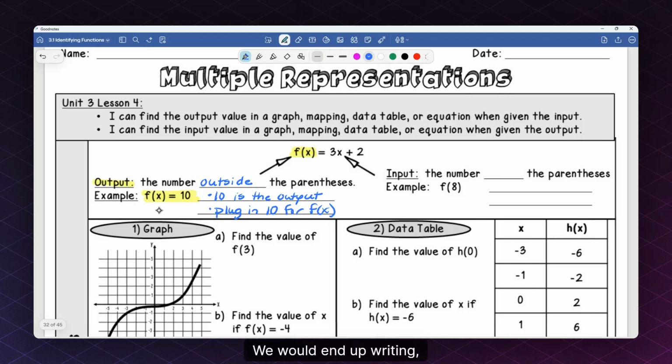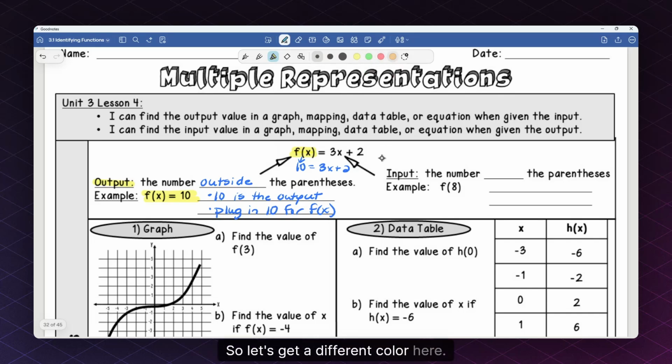When we plug in the 10, we would end up writing 10 equals 3x plus 2. We would just simply replace that f of x with this 10. Okay, so that's what that looks like. Now, we can address the other side. The other side is your input.